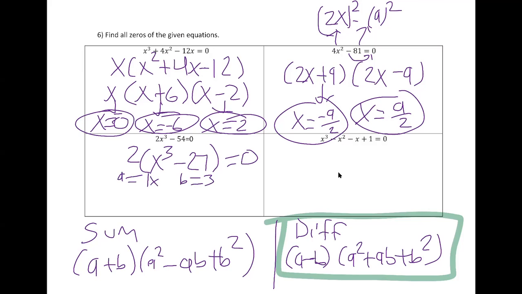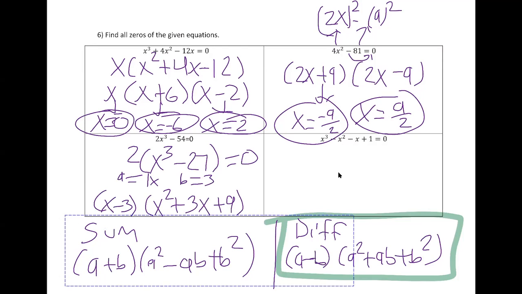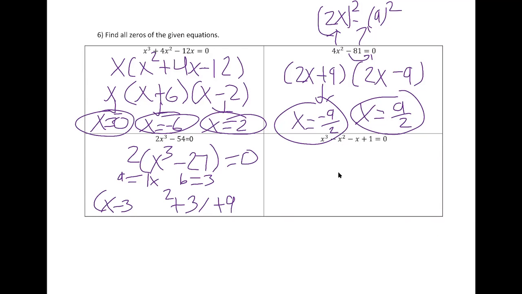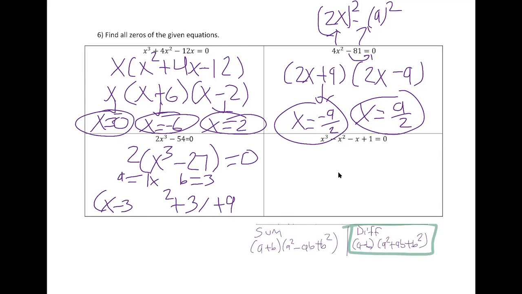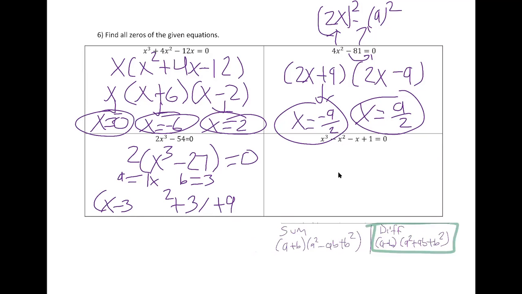So we're going to use this formula I've highlighted in green. So we're going to have x minus 3. Then we're going to have x squared plus a times b. That would be 3x plus b squared would be 9. And I'm going to erase these formulas. Or maybe I'll cut them out. Just make it really small. I'll keep them here just in case anyone is trying to see these anywhere later.